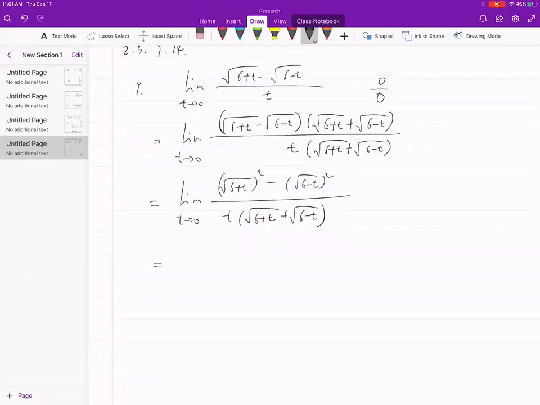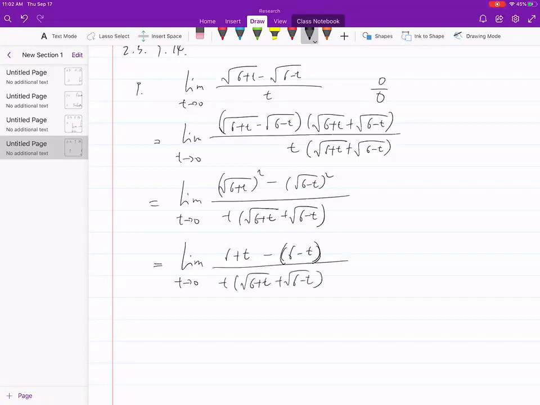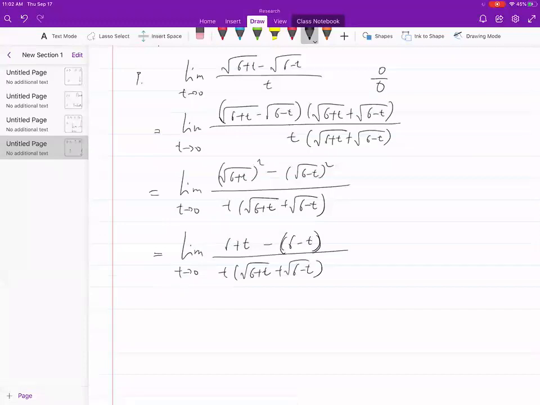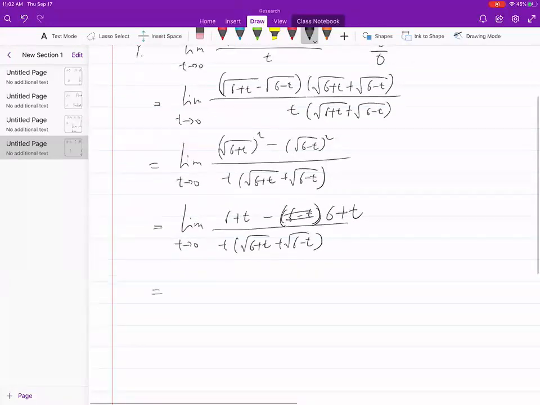What you get is 6 plus t minus 6 minus t, but you should have put a parenthesis here because 6 minus t are together. Then when you FOIL everything out by distributing the negative, it should be minus 6 plus t. Together, they give you 2t on the top. That's where the t cancel each other.